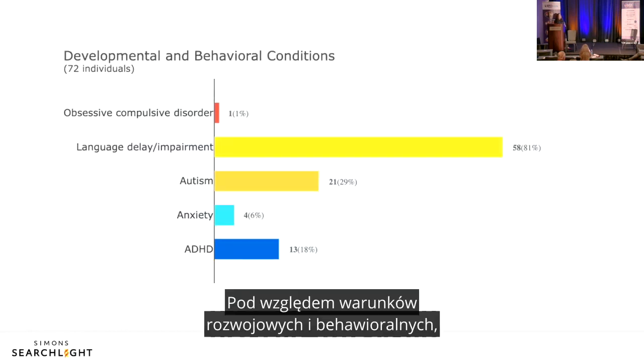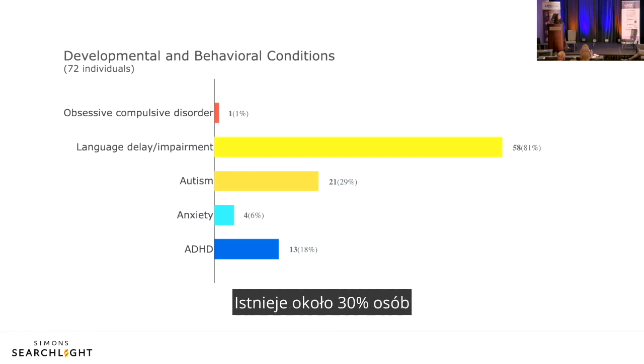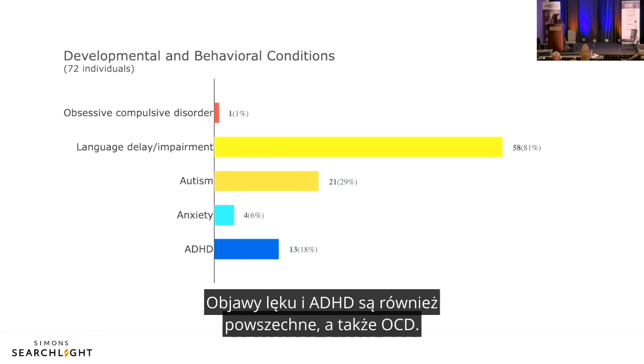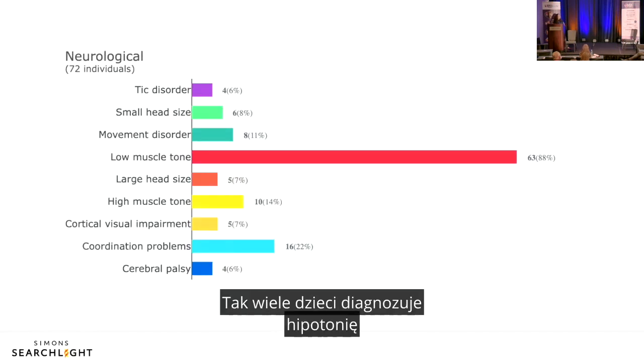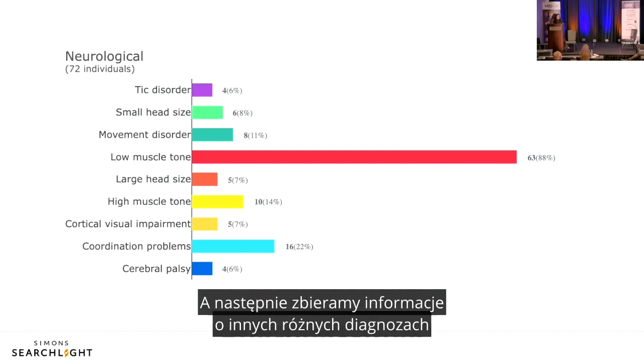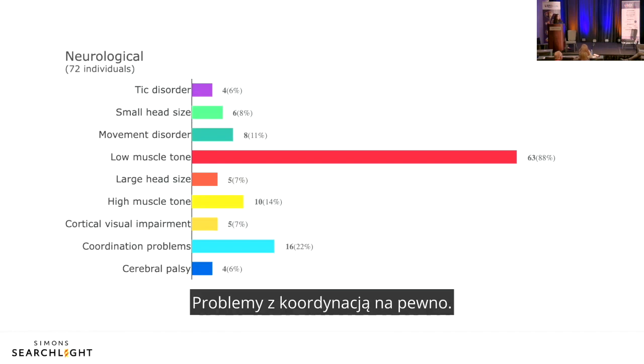In terms of developmental and behavioral conditions, as with neurodevelopmental disorders, they have language delays, language impairment in the majority. About 30% of individuals do present with an autism diagnosis. Anxiety and ADHD symptoms are also common, as well as OCD. Neurologically, I'm a neurologist, so many children get diagnosed with hypotonia or low muscle tone, and then we collect information on other different diagnoses that you might see with your loved one. Coordination problems for sure, cortical visual impairment as well.